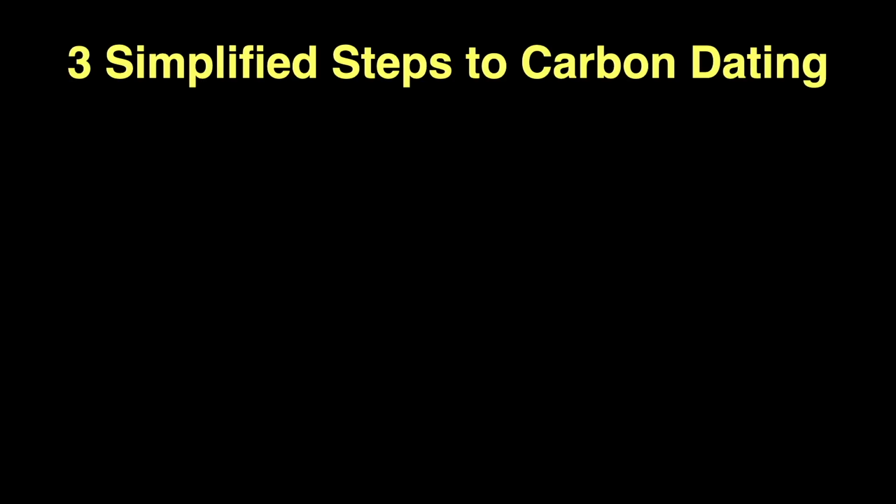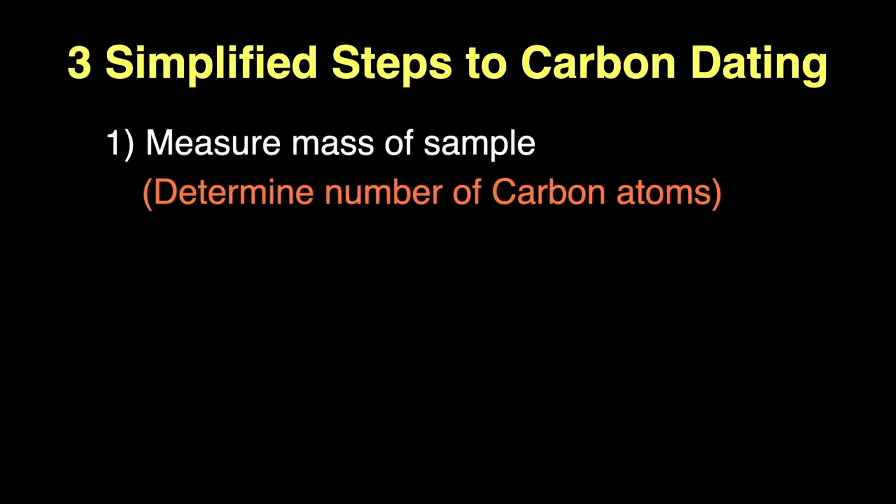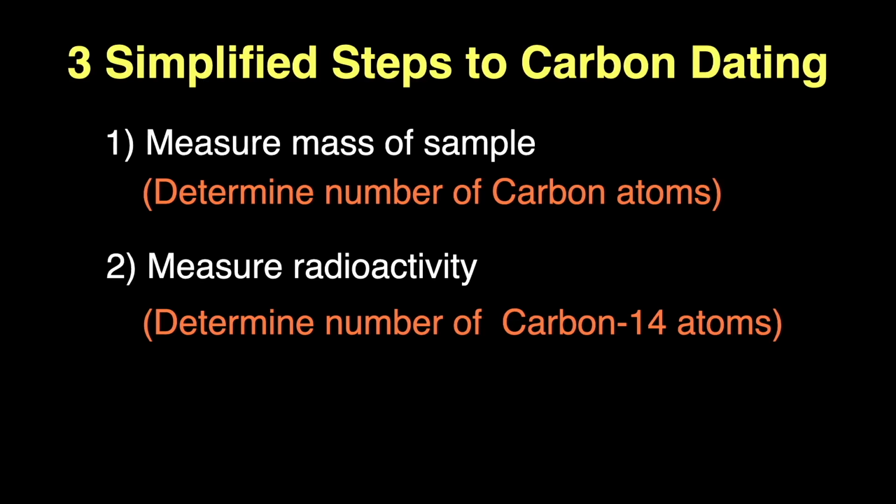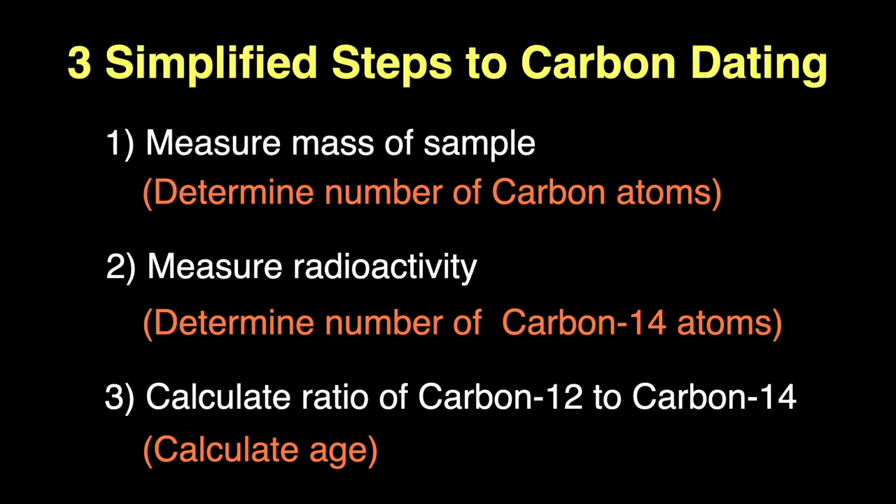Now, we just have to follow a few steps to determine how long the thing you're measuring has been dead. First, you measure the mass of the sample. From that, you can determine the total number of carbon atoms. Then, we measure the radioactivity of the sample. That will give us the number of carbon-14 atoms in the sample. And lastly, we calculate the ratio of carbon-12 to carbon-14, and that gives us the age of the sample. This only works for things that absorb carbon while they're alive. This method is usable out to about 10 half-lives, or about 60,000 years.